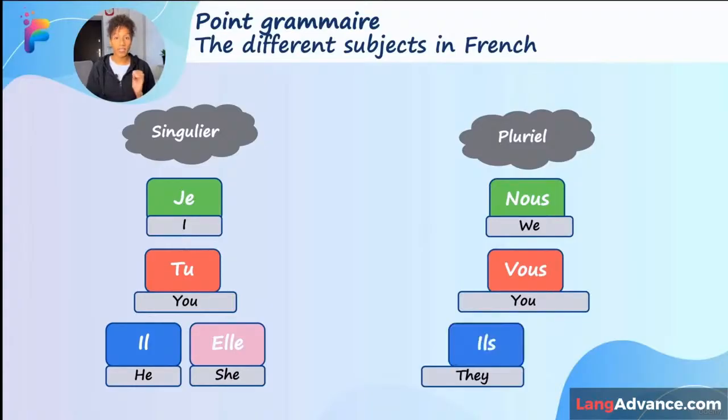Ils. So yes, there is an S, but it's silent. This is they, and it's masculine. Elles. So the same, the S is silent. This is they, but feminine only. And you need to know that if you have a group with one man and 100 women, we will use ils with an S because masculine prevails in French. When it's just a group of ladies, then you can use elles with an S.